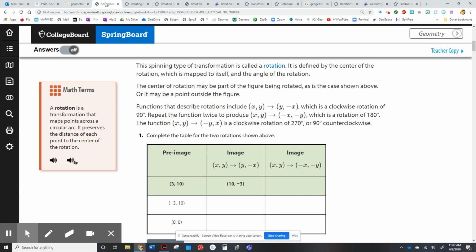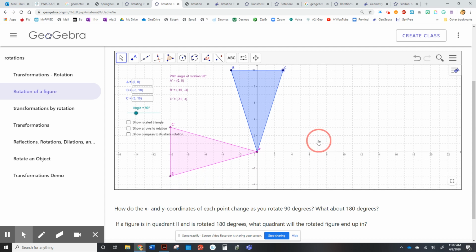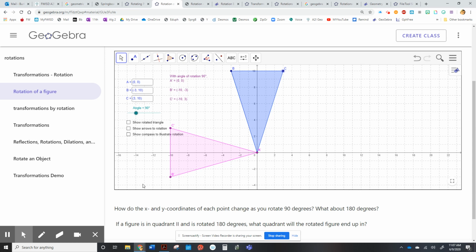What was it? 310 and negative 310. Okay, let me see if I can do that. Make it 310 and negative 310. Okay, so now I have them in the same place that the Springboard book has. The difference here is that the Springboard book is going counterclockwise. Now I can get over there. I just have to go way over here to 270 degrees, but I can get to the same points that they had. Boy, 270 is hard to get.